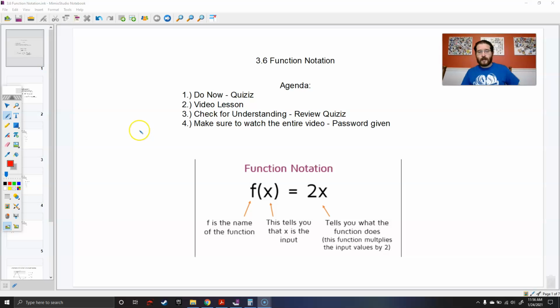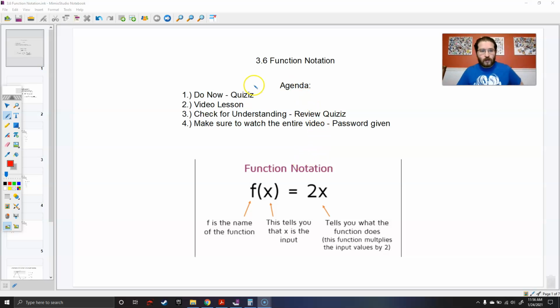Today we're going to be continuing with function notation. So our agenda for today: if you haven't already completed it, make sure that you complete that due now. It should be those two questions. Then our video lesson, and after our video lesson there'll be a check for understanding, so there'll be review quizzes for this one. Again, make sure that you watch the entire video. I will be giving the password for my check to see if you watched it, so make sure that you do that because that is for a grade.